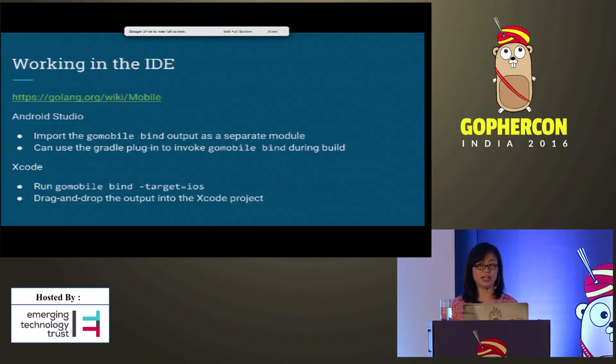In mobile app development, working with Vi or Emacs or that kind of thing is unusual. People use an IDE. Berger Dogan, my coworker, put a step-by-step walkthrough guideline on this wiki page, so you can see how to integrate all this in Android Studio or Xcode. For Android Studio, there is a Gradle plugin to invoke gomobile bind, so when you build the app, it will automatically invoke this command and everything is done. In Xcode, you need to manually run this command and then drag and drop the output into the Xcode environment.